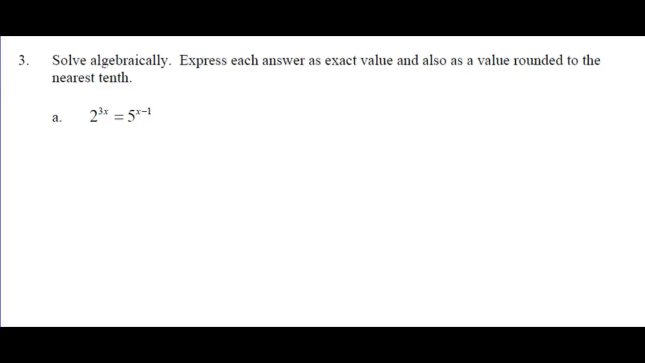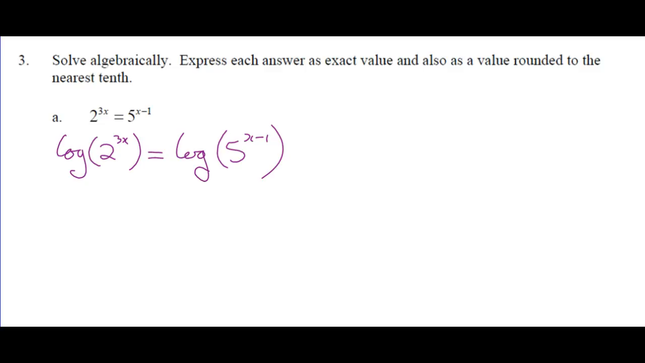Solve algebraically. Okay, so let's kick it up a notch. What if there's x's on both sides? So we do the same thing, right? We take the log of both sides. So the log of 2 to the 3x is equal to the log of 5 to the x minus 1.